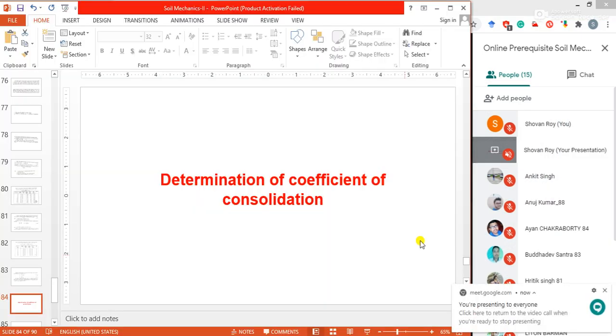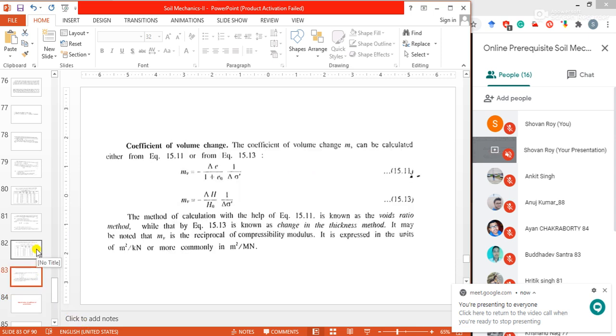Okay, today's topic is determination of coefficient of consolidation. How we can calculate the coefficient of consolidation value from our laboratory test. Actually, already we have discussed all the parameters, all the coefficients which are actually.